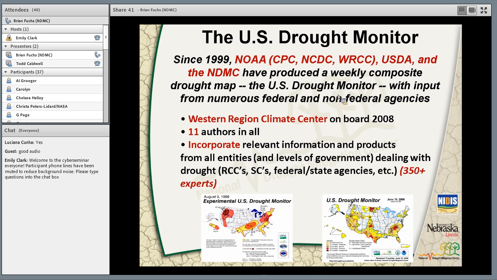Like I mentioned earlier, the Western Regional Climate Center came on board in 2008. We really wanted to have a Western author because we realized even from the beginning that drought in the Western U.S. is quite unique and quite different than when we start looking at drought in other parts of the country. Currently, we have 11 authors in all, and we try to incorporate different types of information and products from all entities and levels of government, from state climate offices to regional climate centers to federal and state agencies.